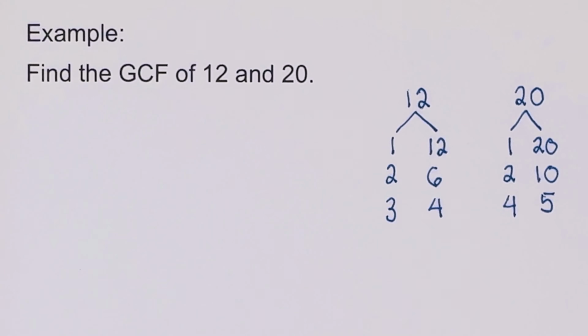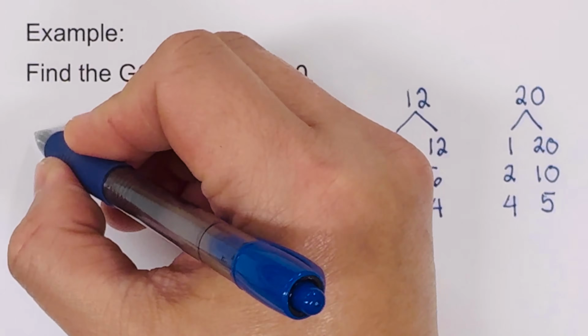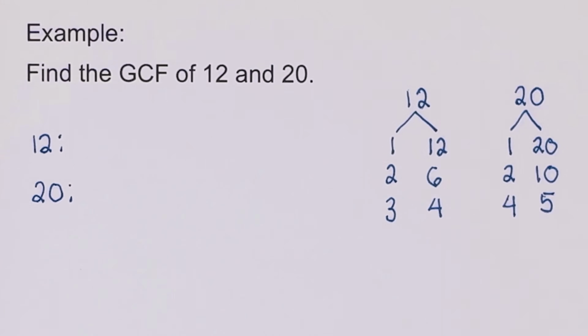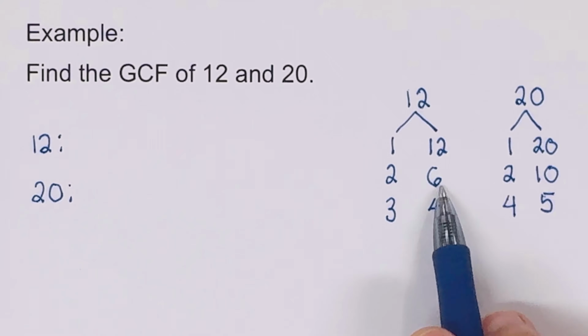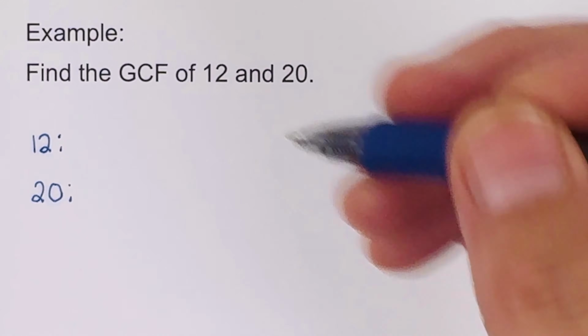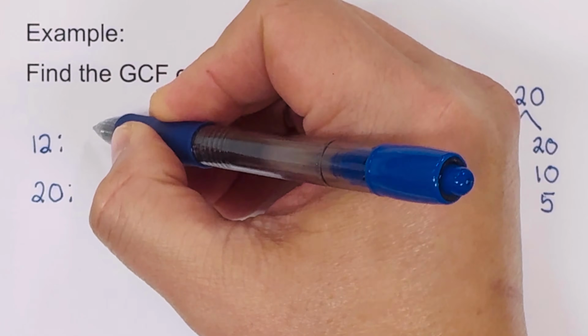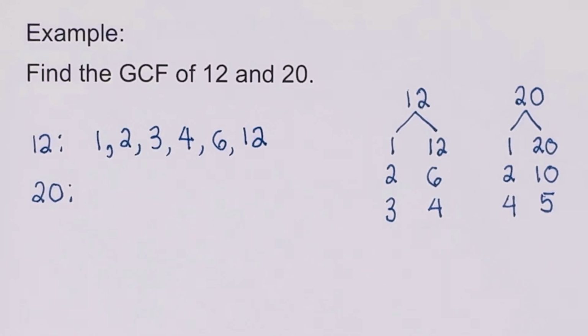So I'm going to go ahead and write that on the side over here. The factors of 12 are 1, 2, 3, 4, 6, and 12. I'm going to go ahead and write that down here. So what I did was I just listed them down. And then I will do the same thing for 20. I will list all these numbers down here.